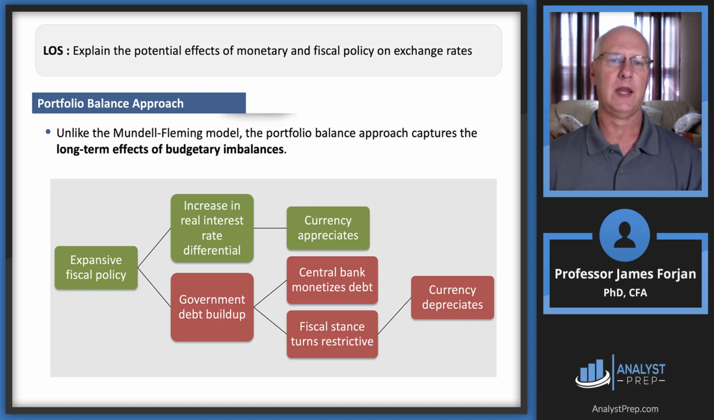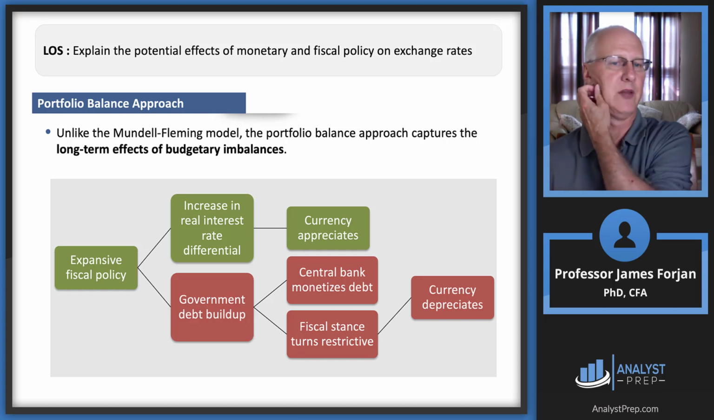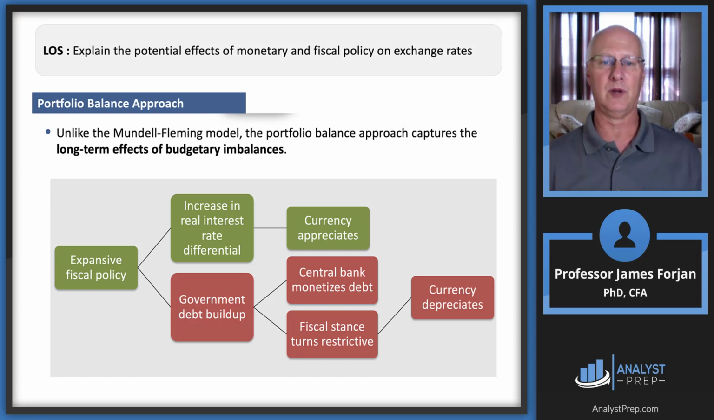Yeah, let's go ahead and look at this portfolio balance approach in the short term, which is in green, and then the long term, which is in red. So if we have this expansive fiscal policy, there's going to be an increase in the real interest rate differential, and that's super important. And that's going to lead to currency appreciation in the short term. But that's also going to result in, of course, government, expansive fiscal, so government spending. So we're going to have lots of debt. Sooner or later, the central bank is going to monetize that debt. Think the U.S. and Fed these days.